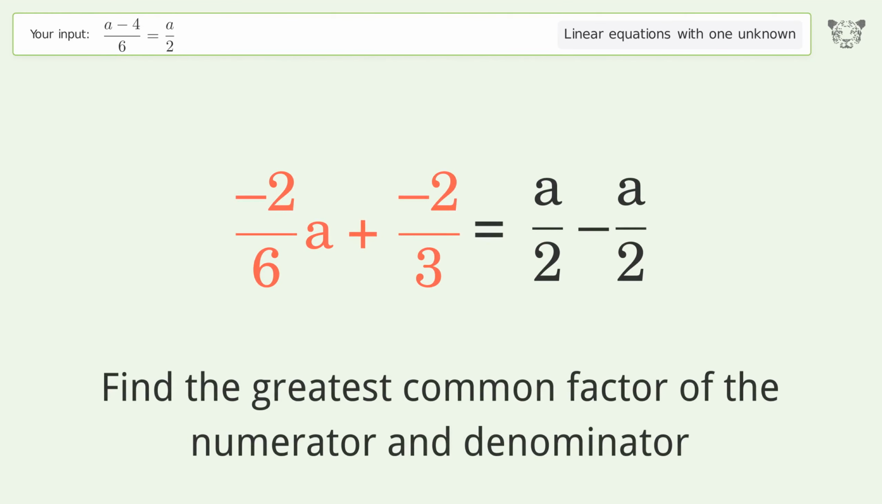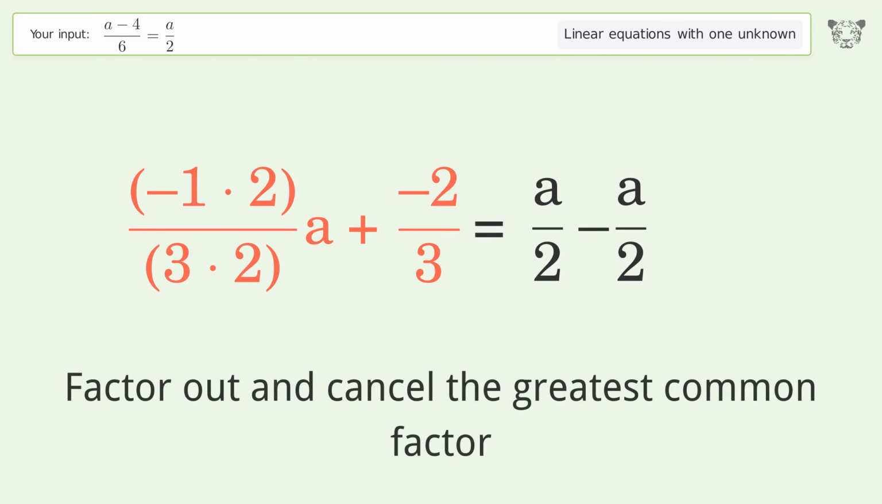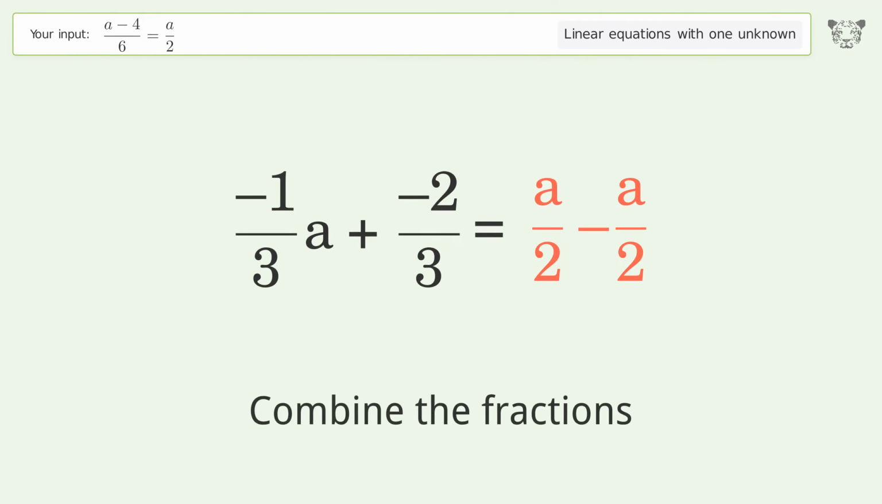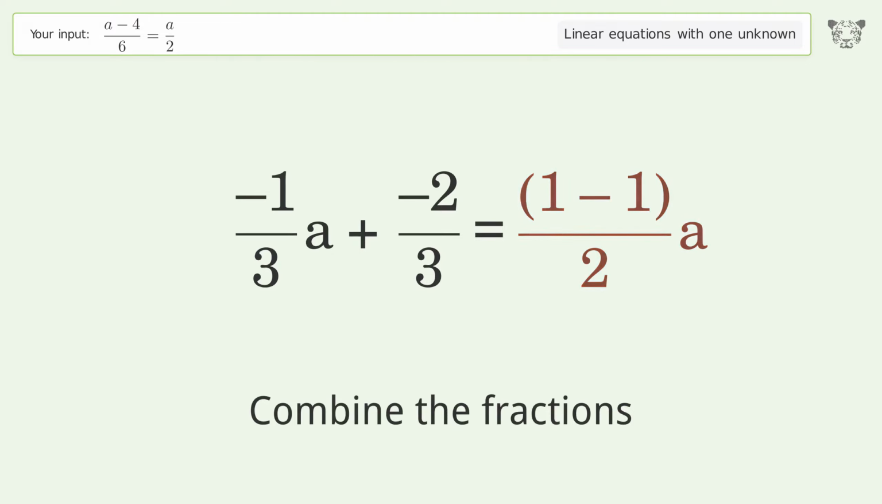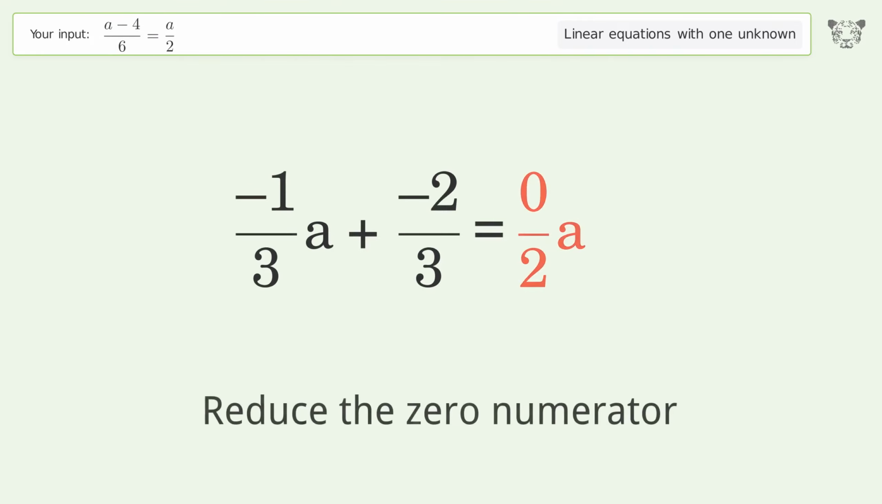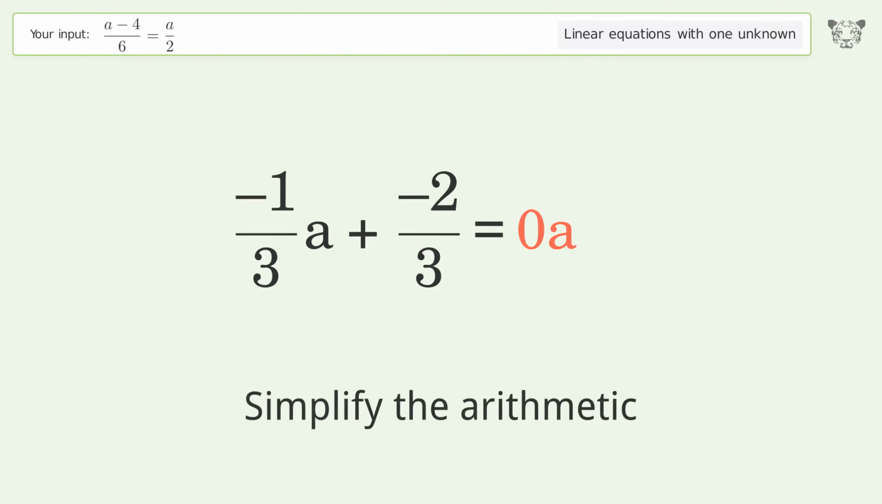Find the greatest common factor of the numerator and denominator. Factor out and cancel the greatest common factor. Combine the fractions. Combine the numerators. Reduce the zero numerator. Simplify the arithmetic.